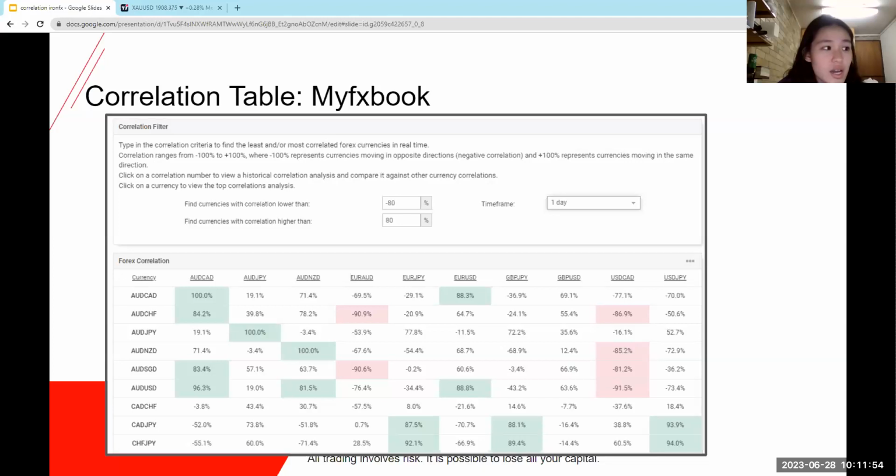You can see the highlighted green areas are the highly positive correlated currency pairs, and the red highlighted areas are the strongly negative correlated currency pairs. Okay, so we can take a look at this later on after we've gone through the slides.